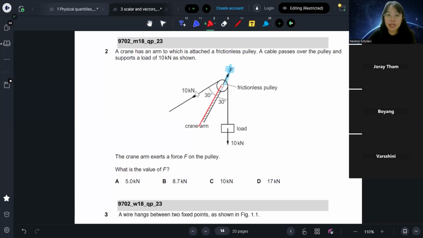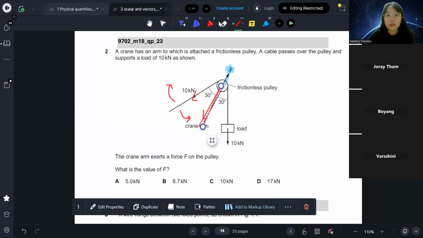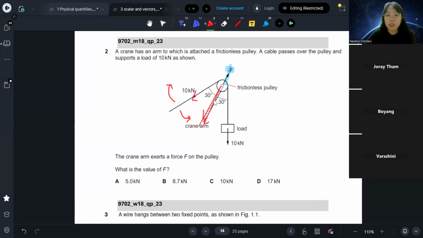So for this one, 10K, this direction going out, I will split out the force here. Another force, we don't care. Then this one, 10K, is also the same. I will split it out. Then this is the force. These two forces are in the same direction, but opposite to your F. Because they are balanced, this F will have the same magnitude as these two forces. So can you guys try and then tell me your answer?